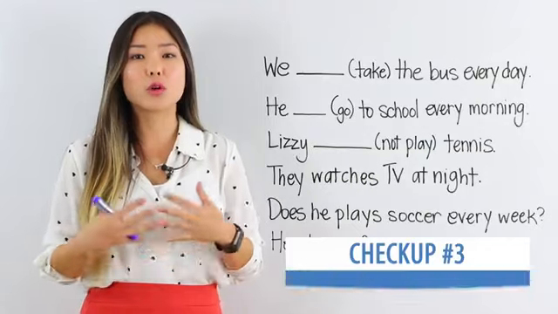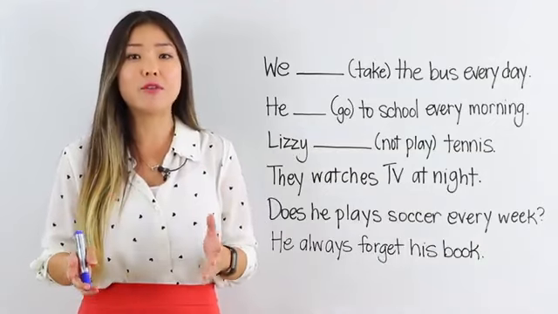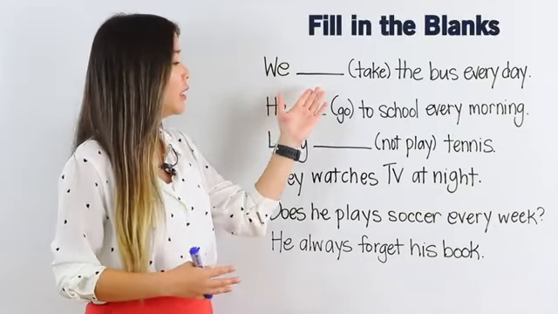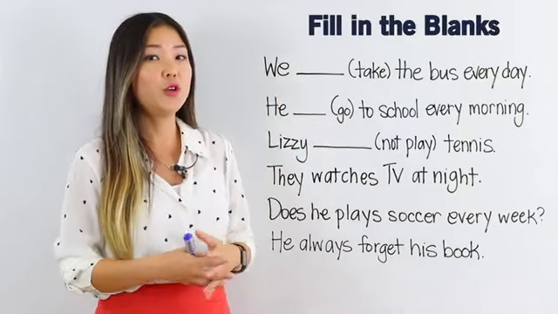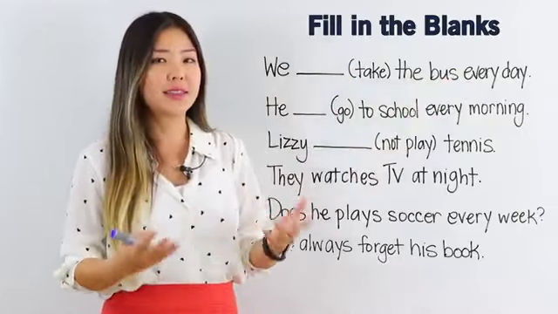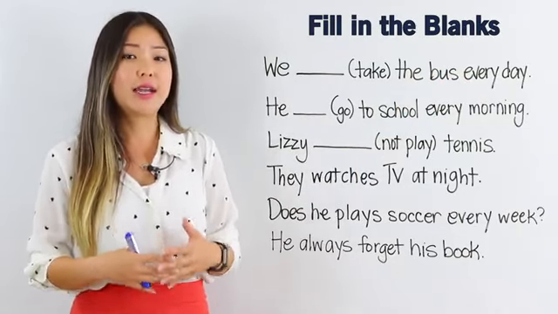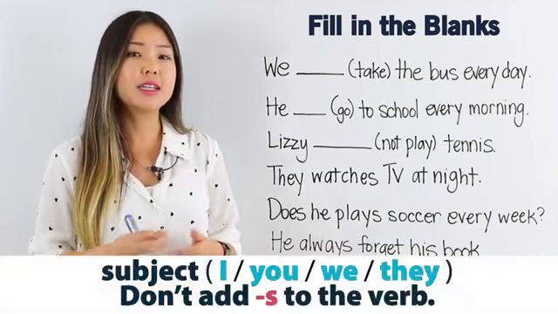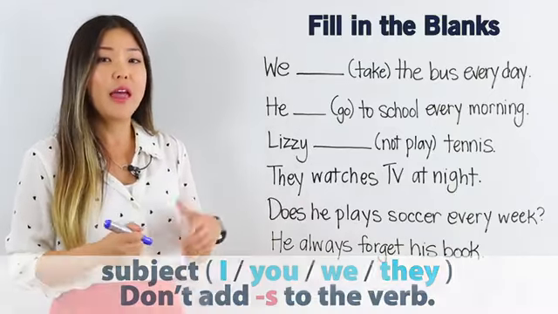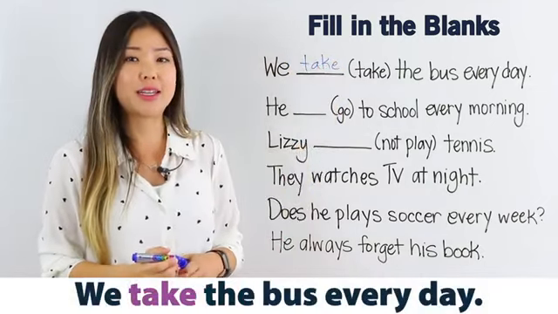For this next practice, we're taking a look at routines. Remember, the present simple tense can be used to describe events that happen regularly. Let's take a look at the first sentence. We blank the bus every day, and I want you to use the verb take. Here we see the clue word every day, which shows that this is a routine. The subject of this sentence is we. In the present simple tense, remember, if the subject is I, you, we, or they, we do not change the verb. Therefore, the correct answer is we take the bus every day.